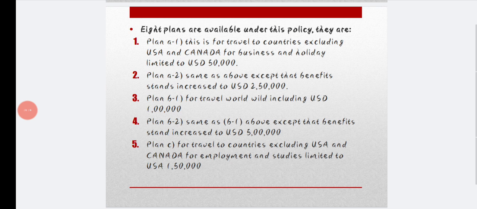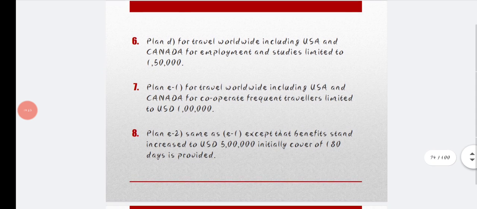And plan C, if you are going to USA and Canada for employment and studies, you can get $1,50,000. Plan D, again USA and Canada, if you are going for employment and studies, it is $1,50,000. And plan E1, USA and Canada for corporate frequent travelers, it will be $1 lakh. Plan E2, same as E1, but there will be $5 lakh. Initially cover of 180 days is provided.